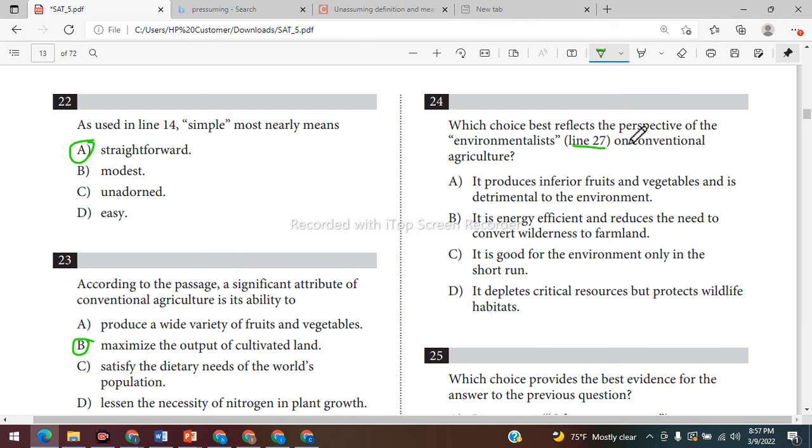Which choice best reflects the perspective of environmentalists on conventional agriculture? Do they believe it produces inferior fruits and vegetables and is detrimental to the environment? That it is energy efficient and reduces the need to convert wilderness to farmland? It's good for the environment only in the short run, or it depletes critical resources but protects wildlife? C. C? A? What are you going with? A. Why do you say A, Miss Cooper? I think C.